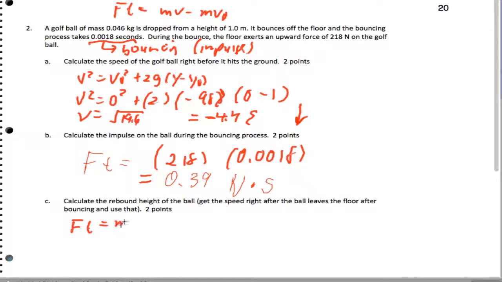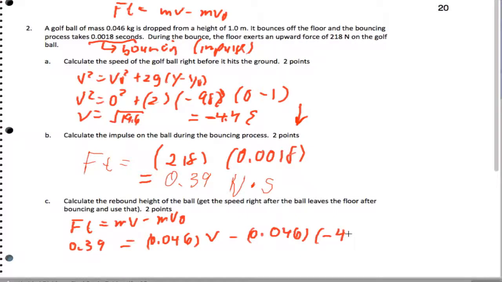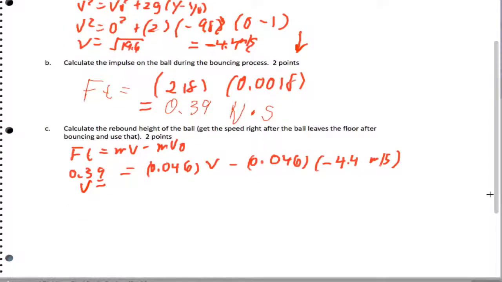So Ft equals mv minus mv naught, and that's going to be 0.39 equals 0.046 times v final minus 0.046 times v initial, which is negative 4.4. Sorry, that's meters per second. And so we can go ahead, I'll isolate v to start with, and then we'll use that to get the rebound height. So when we solve for v, we're going to end up getting 4.1 meters per second.